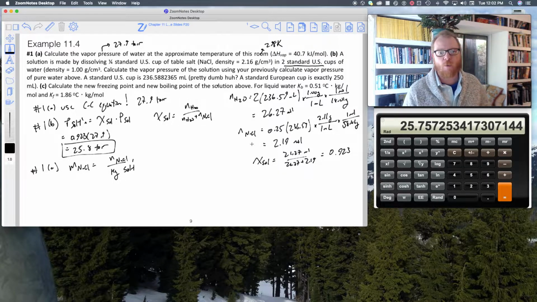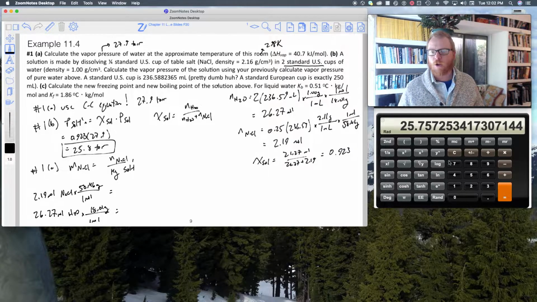So for the kilograms of solution, for the mass of sodium chloride, we know it was 2.19 mole. So 2.19 mole of NaCl, I'm just going to work backwards. In 1 mole, it's 58.46 grams. And then I know for water, it's 26.27 mole of H2O. And I know 1 mole of H2O is 18.01 grams.